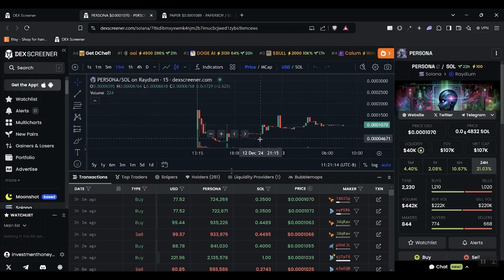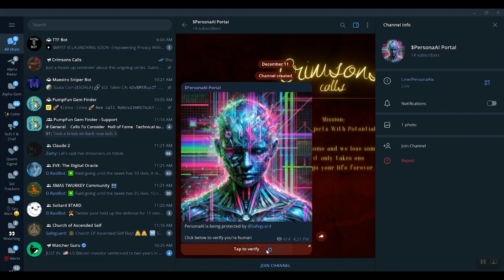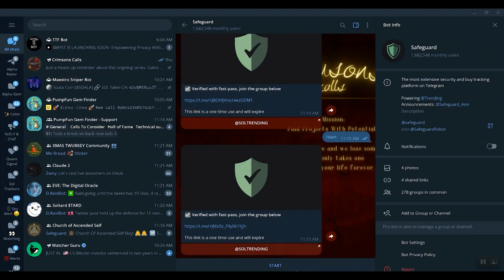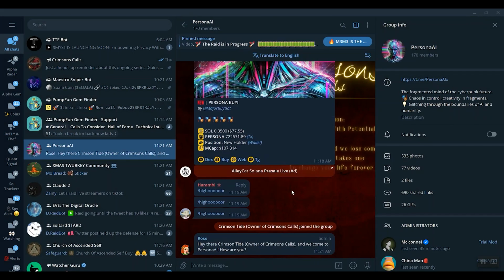Okay, so with that being said, we're looking at Persona, and this one, the chart doesn't look too bad, so we're going to take a look at the Telegram channel and see what's going on here. Okay, so we're going to go ahead and verify our link and get our link. All right, so we're joining, and then what do we see here? So we see that the last buy was at 11:18. That was 3 minutes ago.